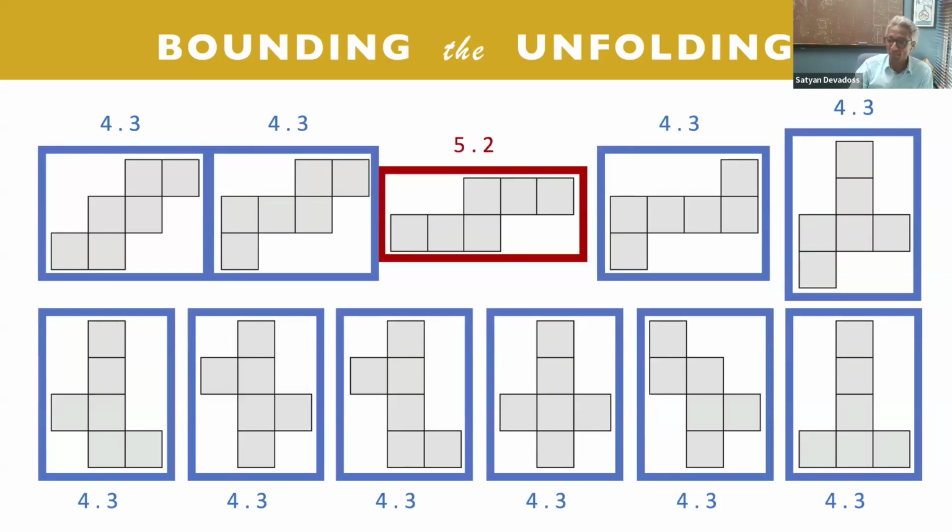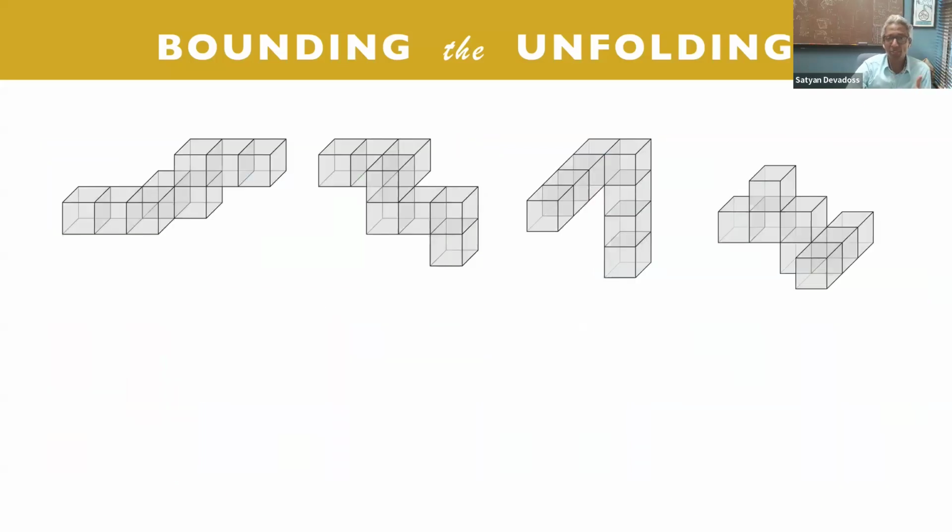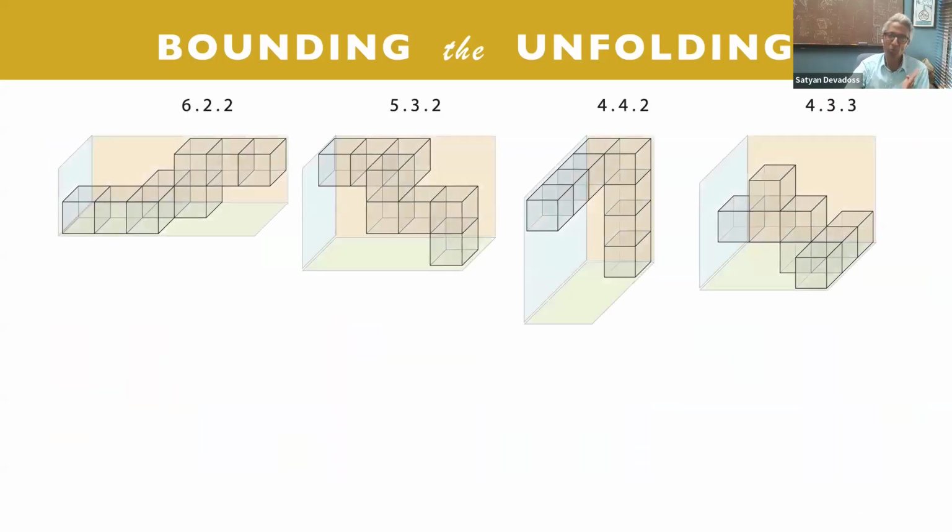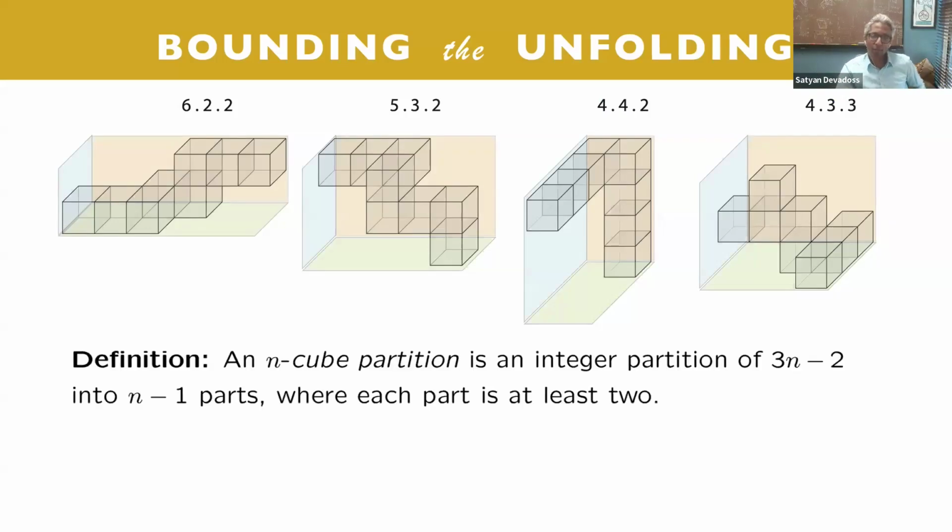Well, that's interesting, right? So I'm trying to ship this over here, and most of these things fit into this 4x3 kind of thing, except there's this one 5x2 kind of an object. In higher dimensions, you notice that there's these 6x2x2, 5x3x2, 4x4x2, right? These 4 different kind of 3D boxes that my unfolded nets are going to be shipped in. And I'm going to define something called a cube partition. An n cube partition is simply an integer partition of 3n minus 2 into n minus 1 parts, where each part is at least 2.